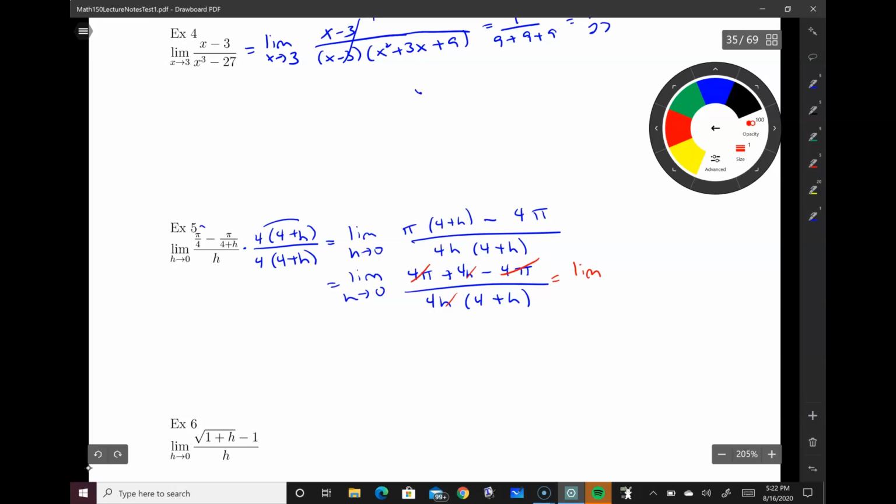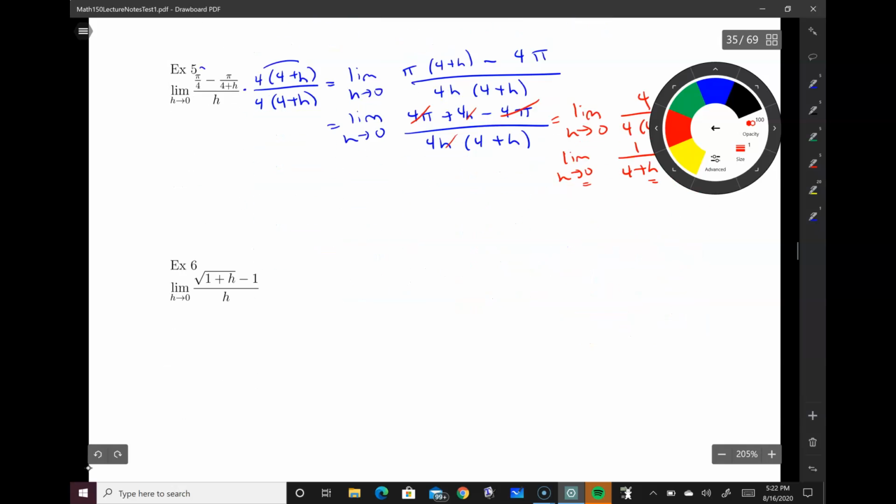So let me write it one more time so we can see what we've got. I get a 4 over a 4 plus h. I could even cancel a 4, so I get a 1 over 4 plus h. So plug in h equals 0, and I get 1/4. Remember, that's the last step: plug in h equals 0.